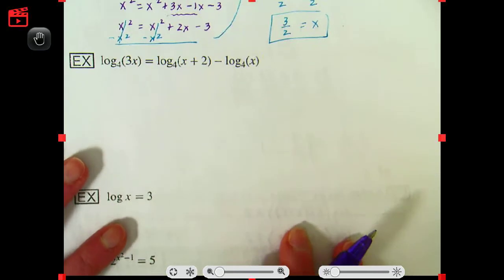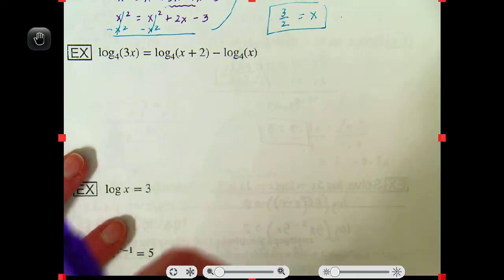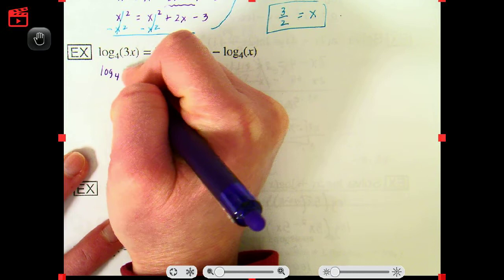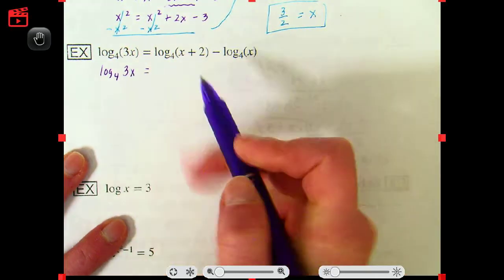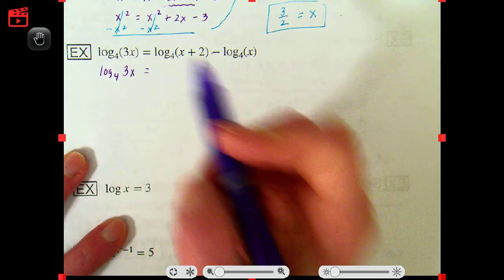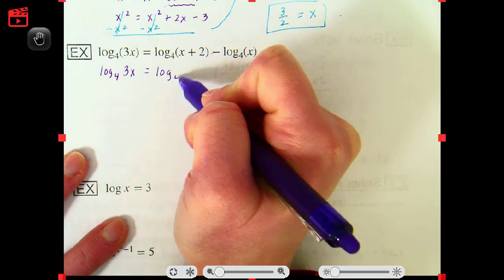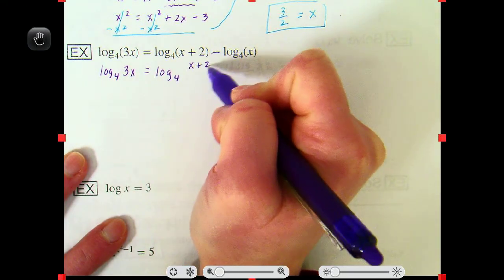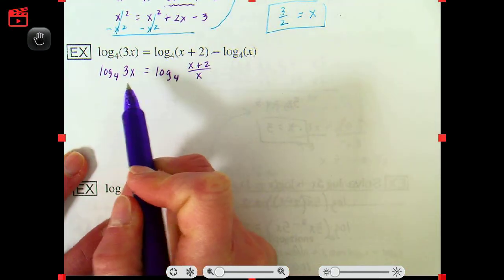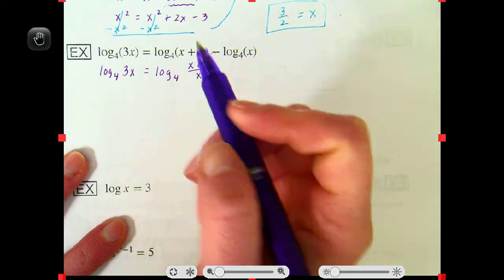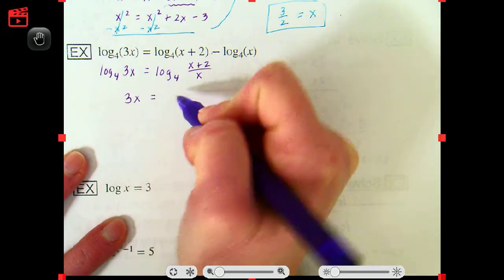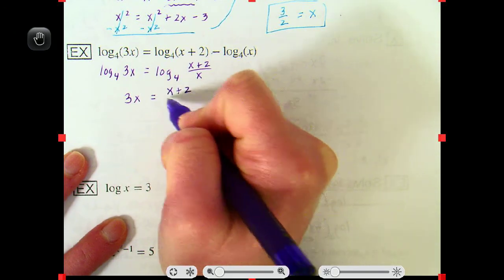Again, probably a good time to pause. Try this one on your own. See how it works out for you. But you have log base 4 of 3x. I can combine these. Since it's subtraction, I can write it as division. So log base 4 of x plus 2 divided by x. Since they both have a log base 4, I can ignore that part because it already matches and just work with the 3x is equal to x plus 2 over x.